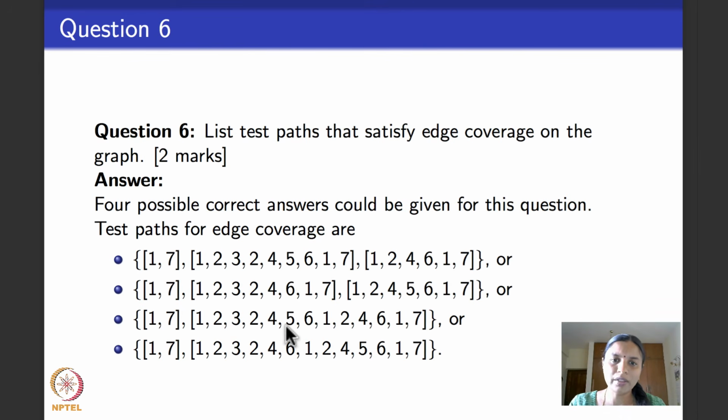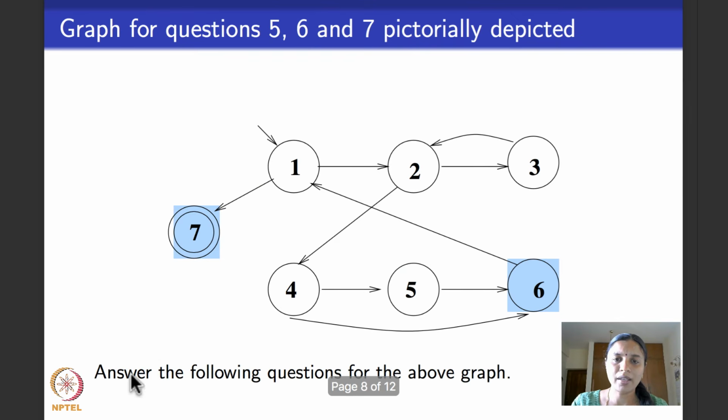The second one reverses this order of visiting 4, 5, 6 and 4, 6. It does 4, 6 first and then 4, 5, 6. So the answers for edge coverage: do 1, 7 separately, and then the rest of these paths, visit them in any order that you like.